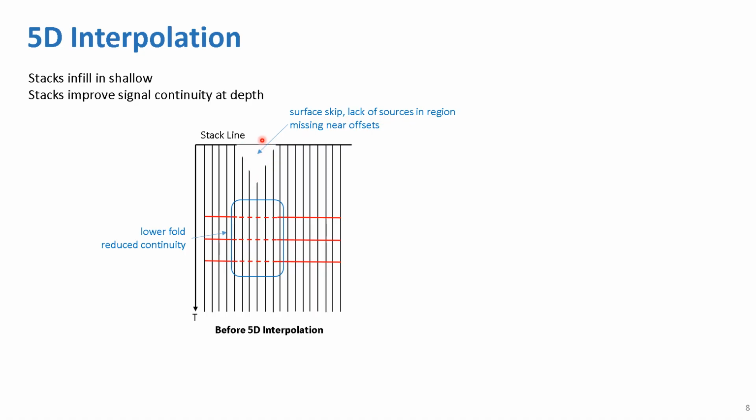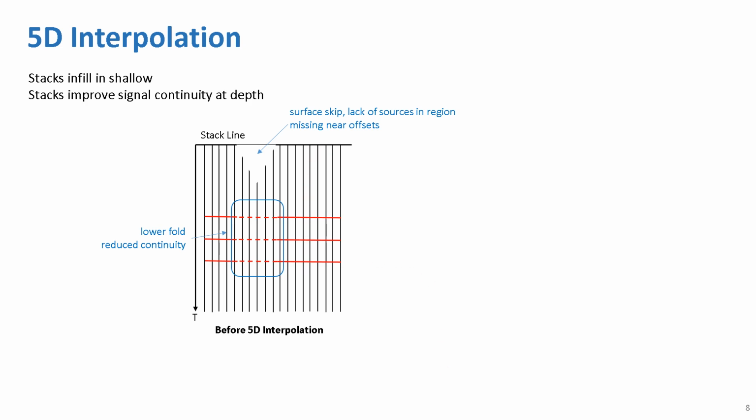Maybe this is a small town. Maybe this is a highway or road, and we can't put sources there. So we're missing our near offsets. We don't get coverage till deeper in the section. And because of that lower fold, we might have reduced continuity and worse signal to noise on these 3 reflectors under this area of lower fold because we cannot acquire data there. Now, outboard of it, where we have a more full-fold area, we might image these reflectors just fine.